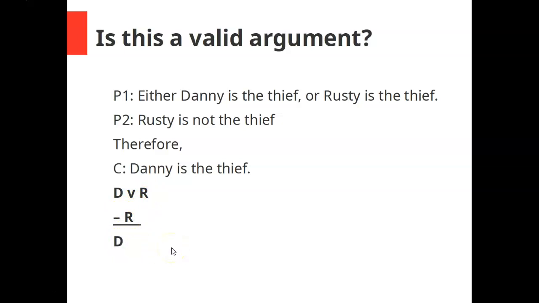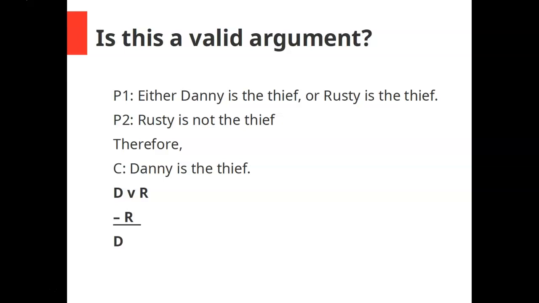Now, this is a valid argument, and you can almost see it. You can see that if D or R, and then you learn that it's not the case that R, then it must be the case that D. But we can't just rely on an eye test. We can't just rely on looking at arguments to tell whether or not they are valid, primarily because they can get much more complicated than this. And there's literally an infinite number of valid argument forms. So we need to come up with a system to check whether arguments are valid or invalid.